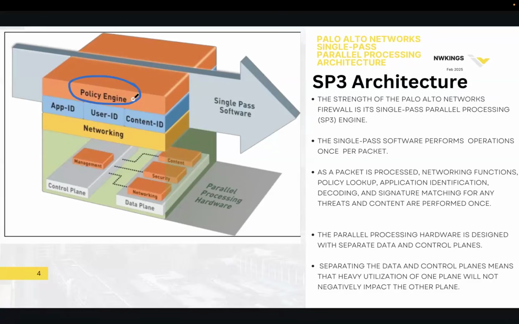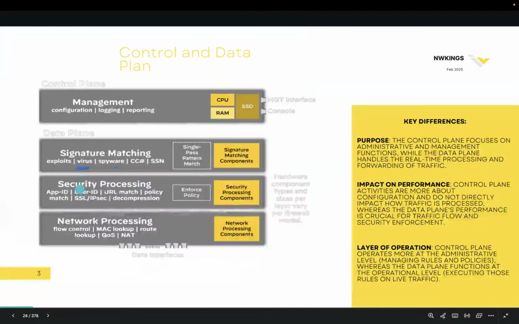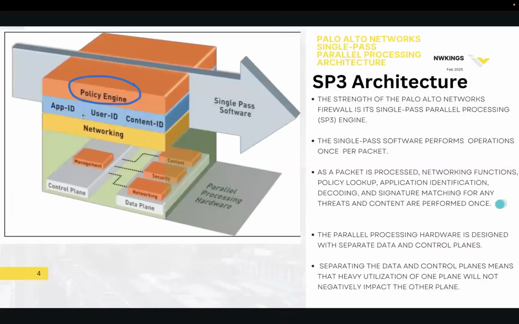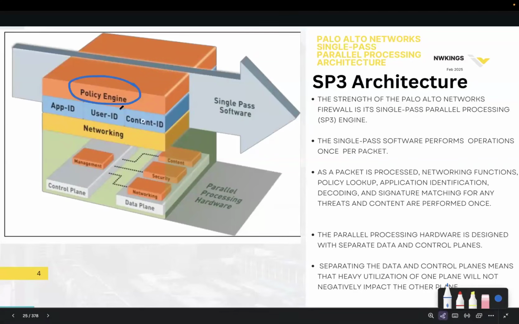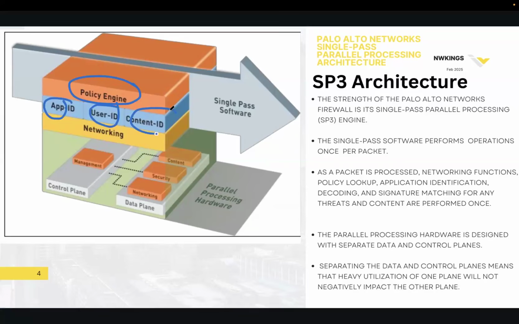What the policy engine does is the policy inspection or policy work. The policy engine's work is, you can see, security policy. All the security processing is being done here. What security processing can be done? App ID, user ID, and content ID.